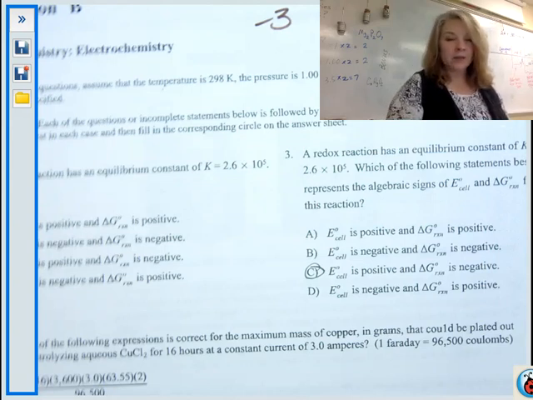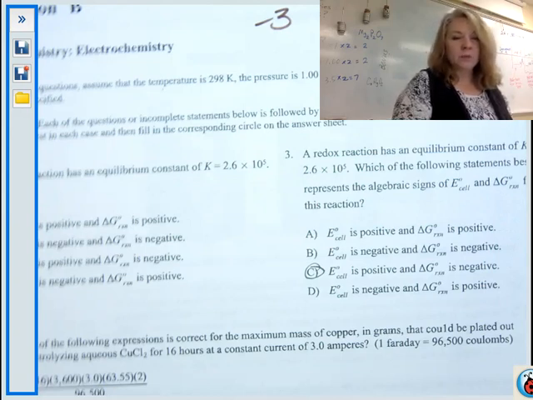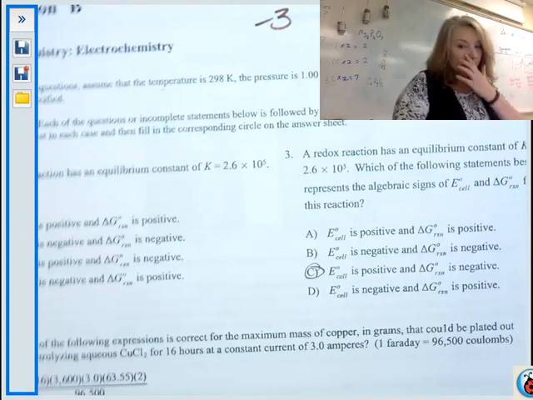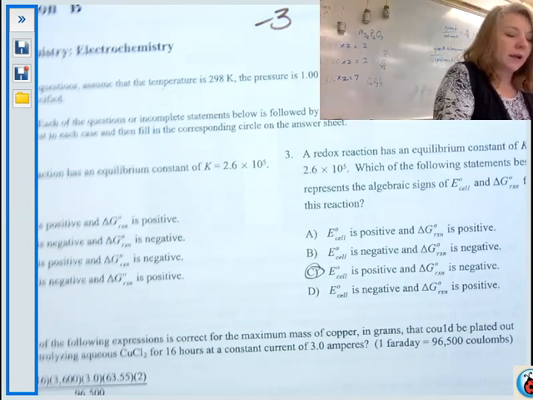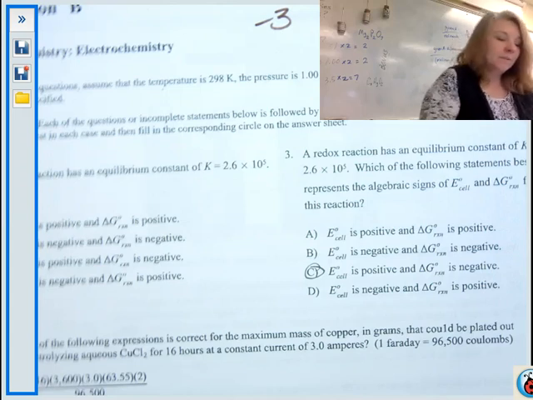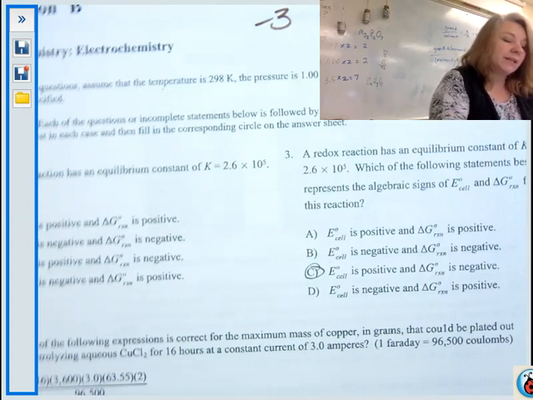You need to explain that correct answer, like why is that correct? Okay, number 2, we're looking for which of the following expressions is correct for the maximum amount of copper in grams that could be plated out by electrolyzing copper chloride for 16 hours at a constant current of 3 amps. Now, I try to tell you guys to change amps to coulombs per second. So amps would be coulombs over seconds. 16 hours has to be converted into seconds.